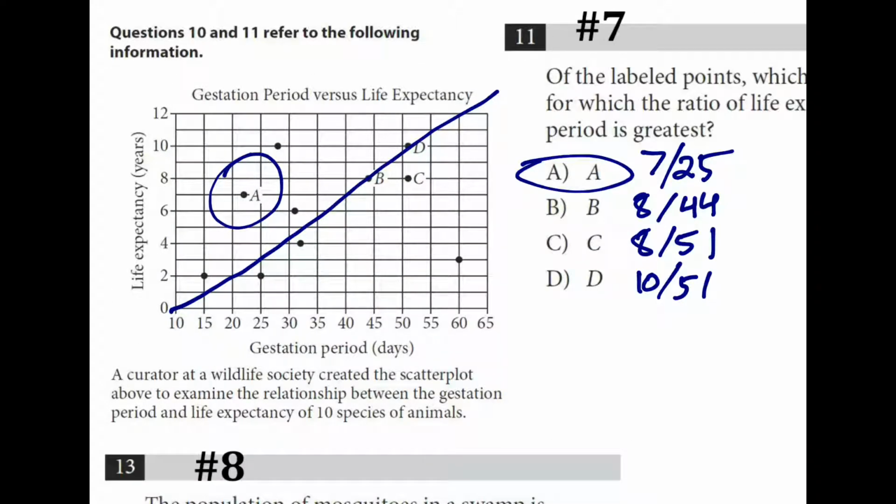If that explanation doesn't make a lot of sense to you, you could take the value on the y-axis here, such as 7, and divide it by the value on the x-axis, and do this for all 4 points. And you'll find that A is the largest such.